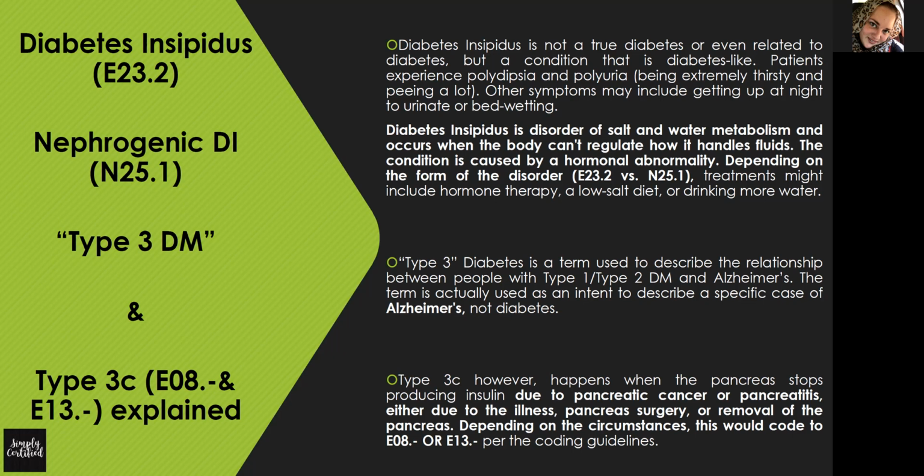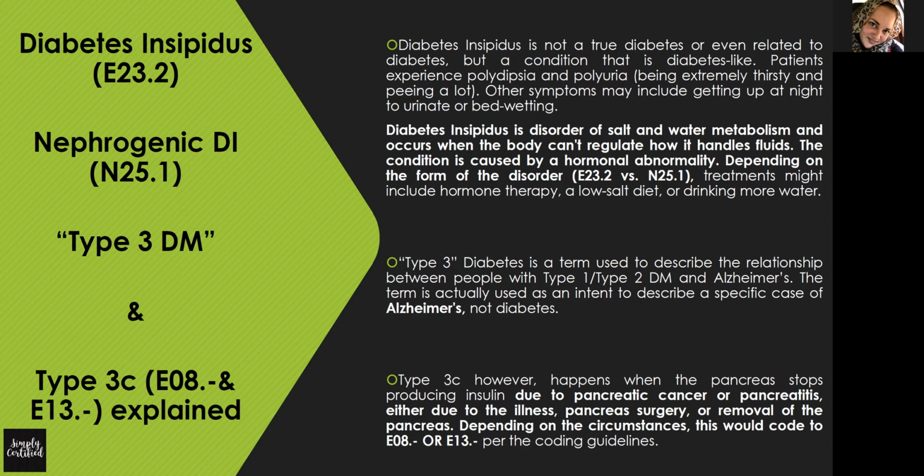So patients with diabetes insipidus, they're really thirsty and they pee a lot. People with the other kind of diabetes, real diabetes mellitus, they're really thirsty and they pee a lot. So that's kind of a shared thing there, and it's why it has its name. It's diabetes-like, but it's not real diabetes. Other symptoms might include getting up at night and running to the bathroom or bedwetting.